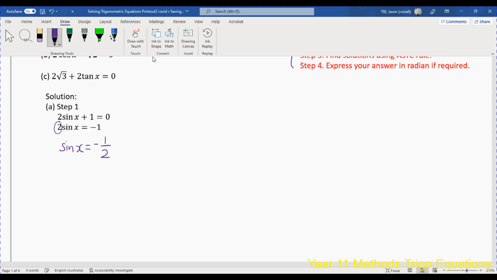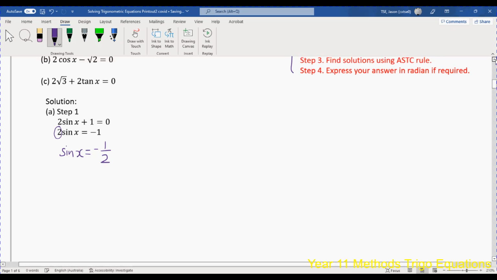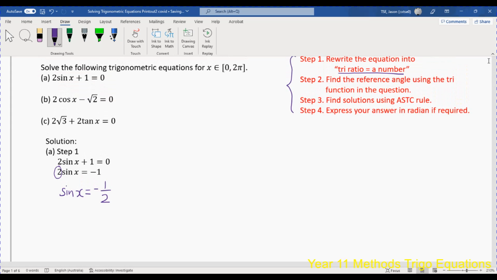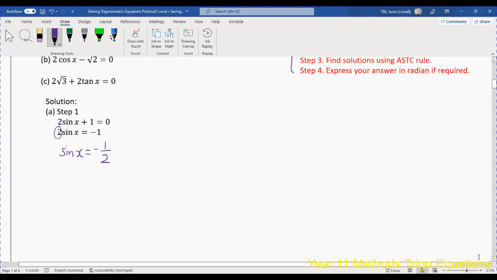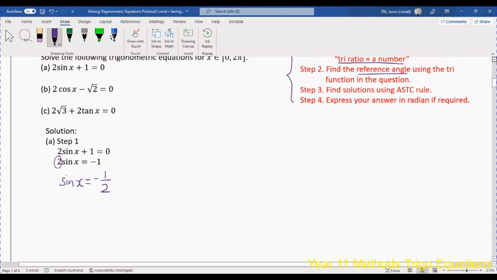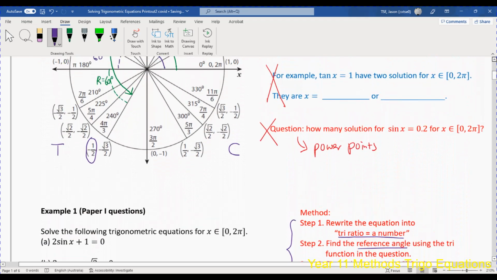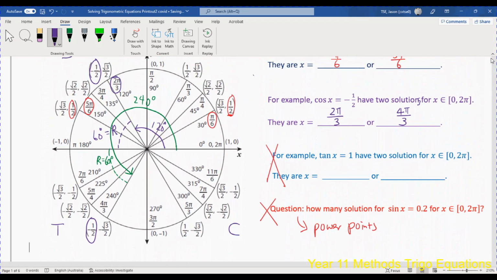Then what will be our next step? Okay, step 1 is done. It's a trigo ratio: sine x equals minus half. Step 2, find the reference angle using the trigonometry function in the equation. So what will be the reference angle for that minus half? First of all, remember that the reference angle always needs to be an acute angle, like those 60s.